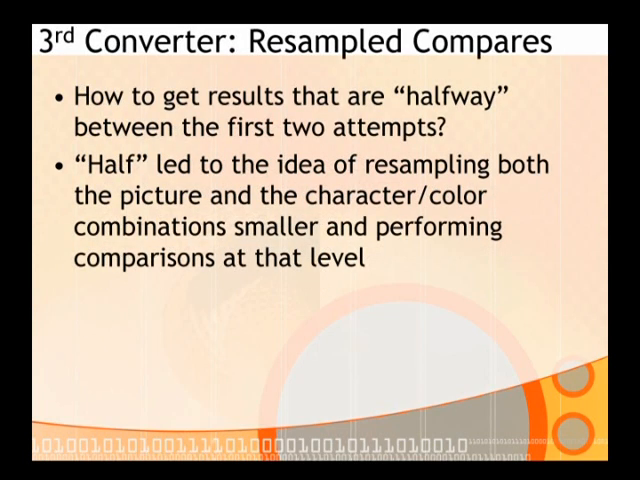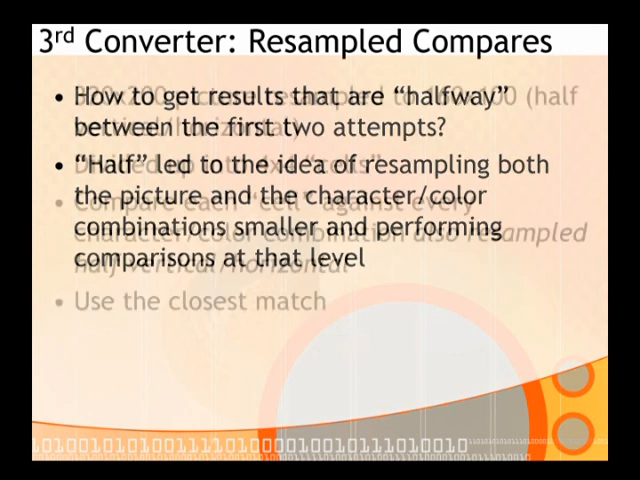So at that point I was stuck, and this is where my collaboration with God Jr. really came in handy. I had mentioned something like, if only we could get results halfway between these two. And he suggested an idea that led to the idea that was used in the final converter, which is resampling both the picture and the character set to be compared bilinearly down by 50% so that they smooth out. And I'll explain this in a second.